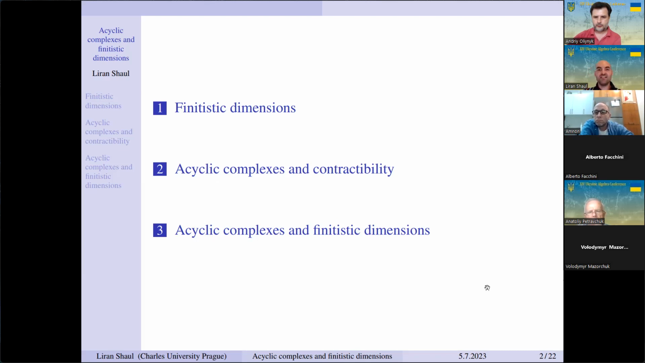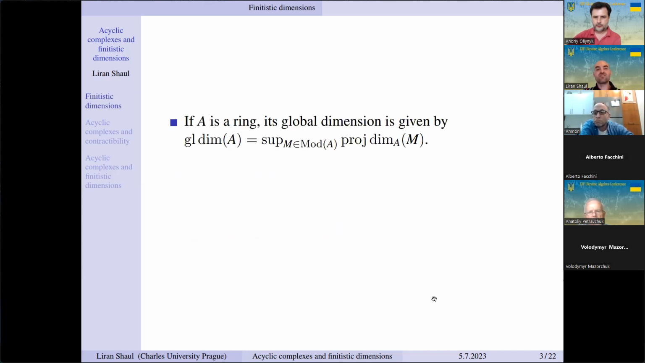So let me start talking about finitistic dimensions, or maybe some background to this problem. I want to study rings, and specifically I'm interested in understanding their homological algebra. And I want to understand how complicated it is.